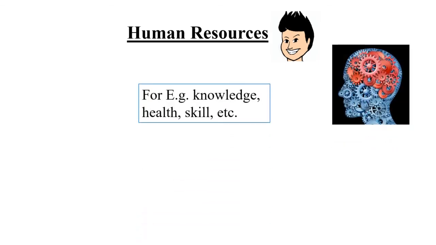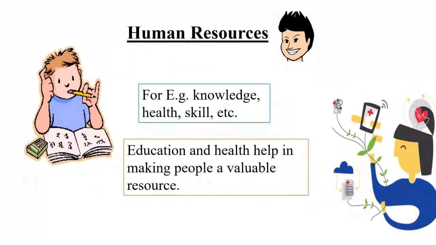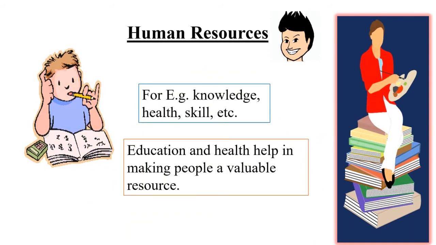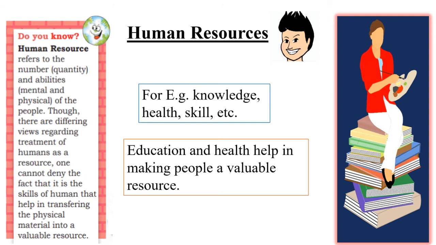Population with knowledge, skill and technology is known as human resource. In other words, we can say people are human resource. For example, farmer, doctor, carpenter, teacher, etc. Why? Because they use knowledge, health and skill. Health and education help in making people a valuable resource. These two work as a very important asset for an individual. This is the reason why our government has a separate department in the ministry named Human Resource Development, which focuses majorly on the health and education of an individual.